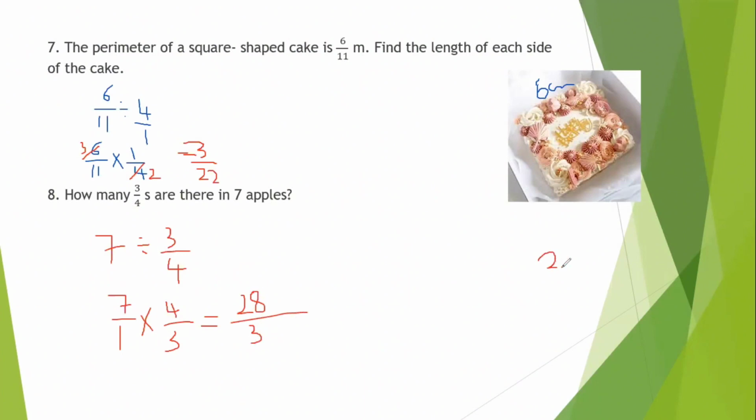You can use long division if you cannot do it mentally. 28 divided by 3 equals 9 because 9 times 3 equals 27. Subtract, 1. So the answer is 9 and 1/3. So we have 9 and 1/3.